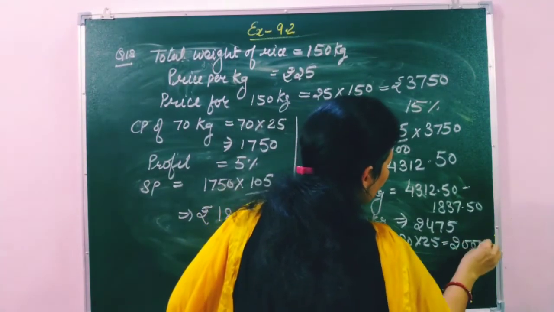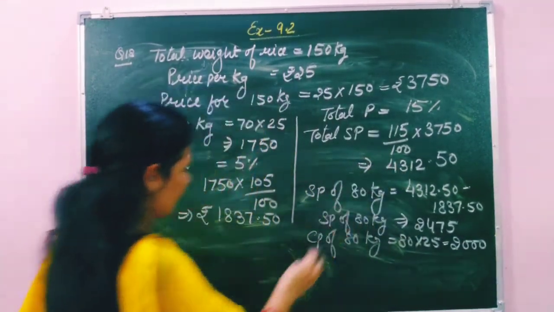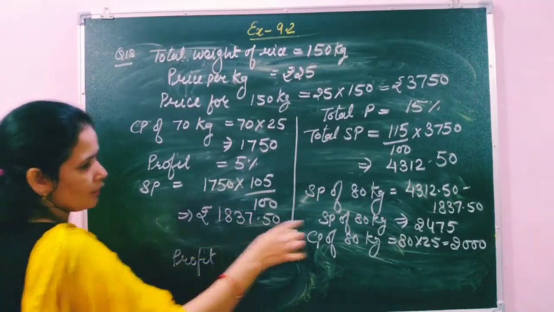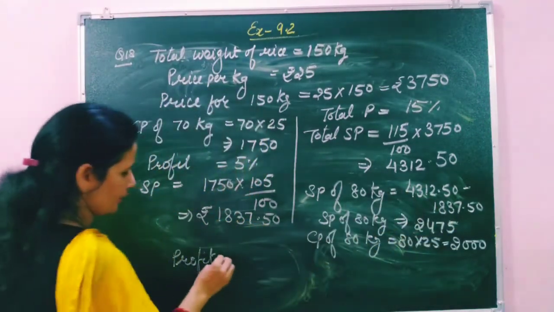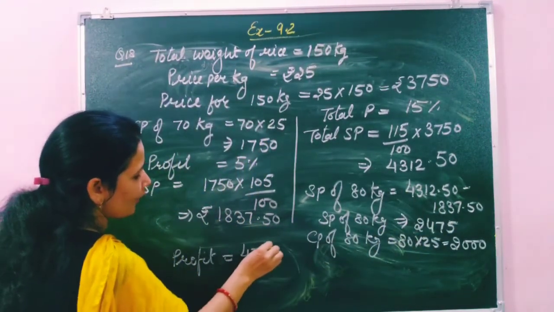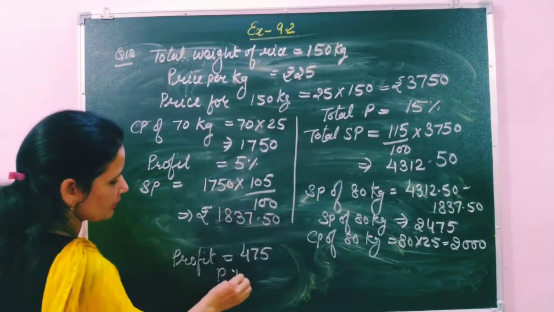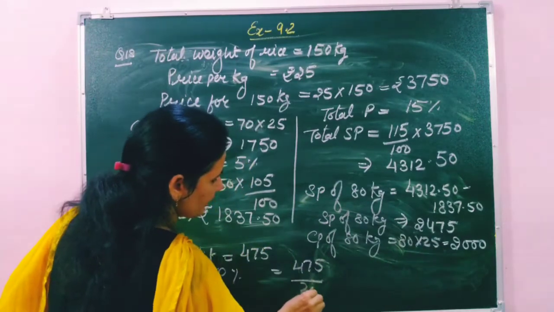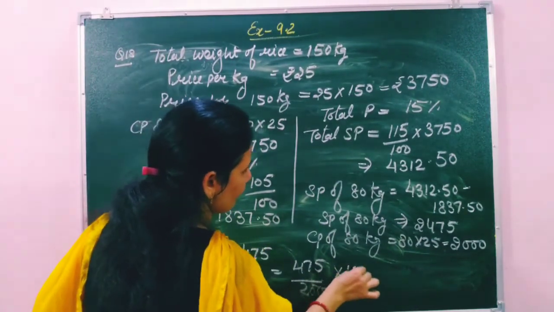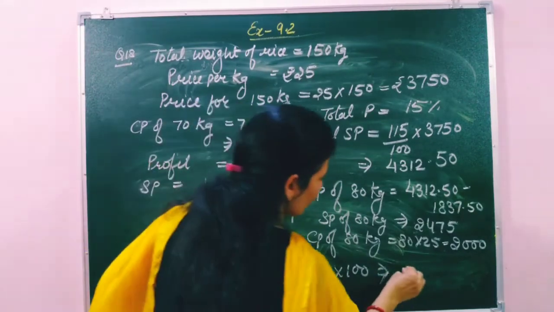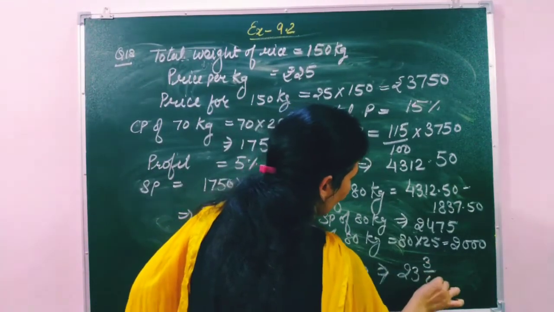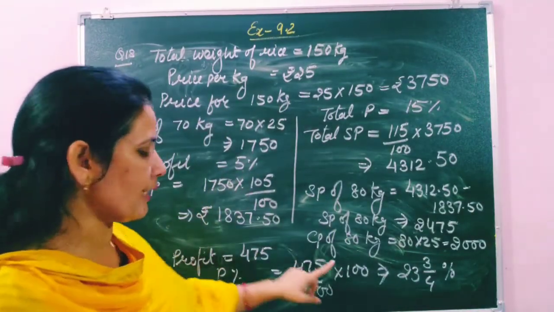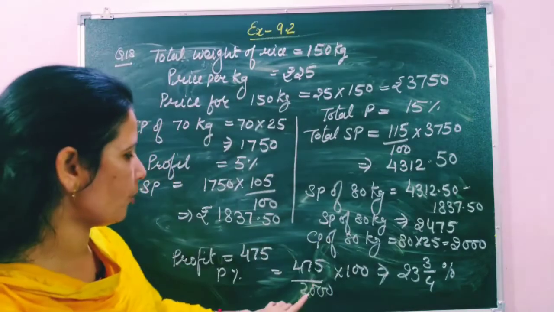Students, here we observe that SP is more than CP. So whenever SP is more than CP, we get profit. How much profit? 2,475 minus 2,000, that means 475 rupees. And the profit percentage: 475 divided by CP 2,000, and multiplied by 100. When we solve this, we get 23 3/4% profit. Okay. In 80 kg he gained 23 3/4% profit.